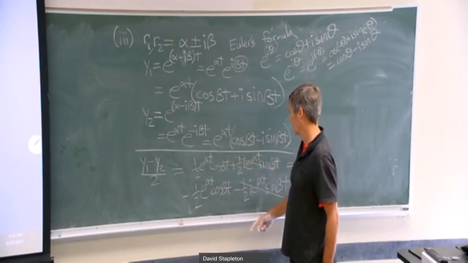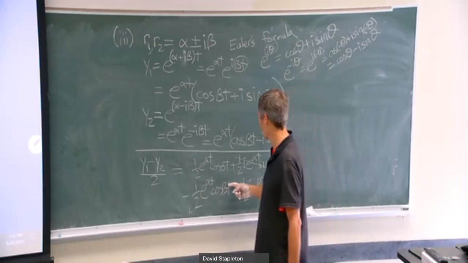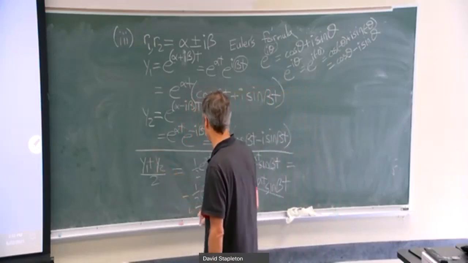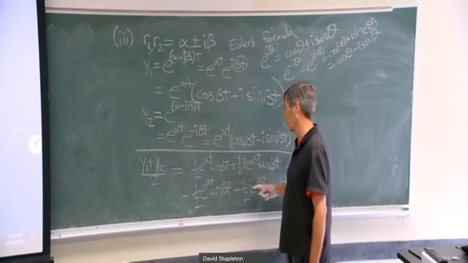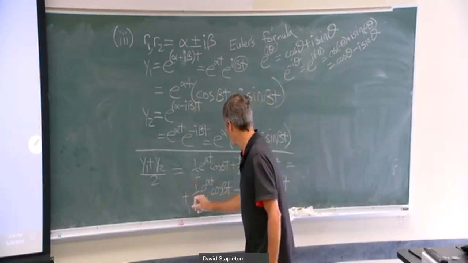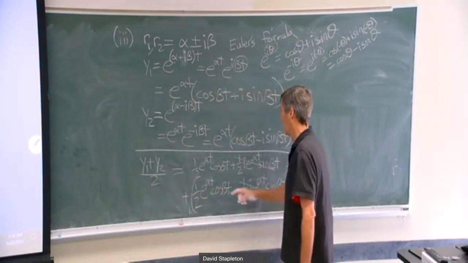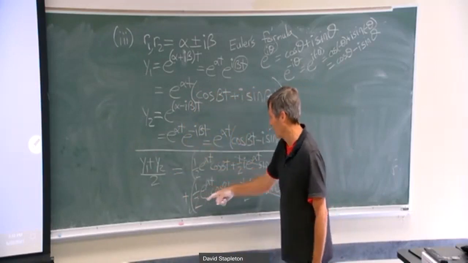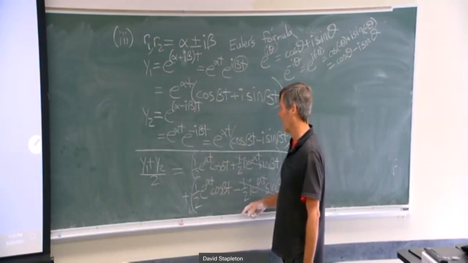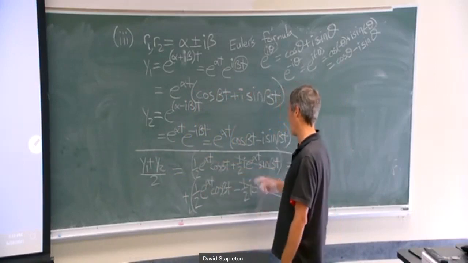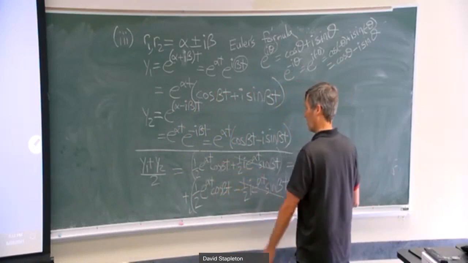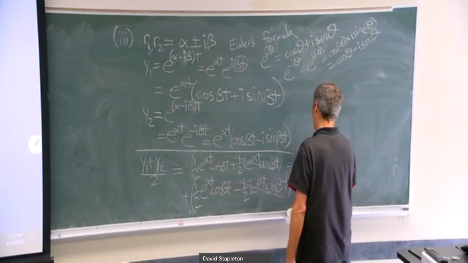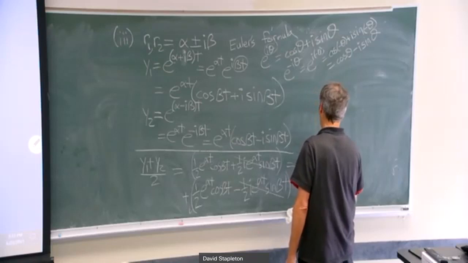Oops. This, I'm sorry, this is supposed to be plus. I'm sorry. Add these over 2. If I add them over 2, then this one cancels this one, and I get this one. Here's the first one, plus the second one, added. 1/2 the first one plus 1/2 the second one added. Now these two cancel. And I get 1/2 of this one plus 1/2 of this one is e to the alpha t cosine beta t.